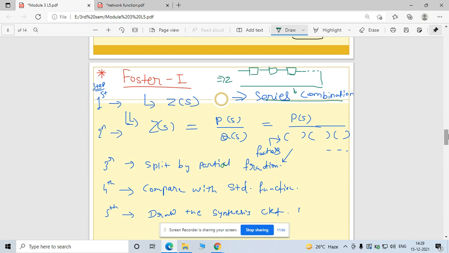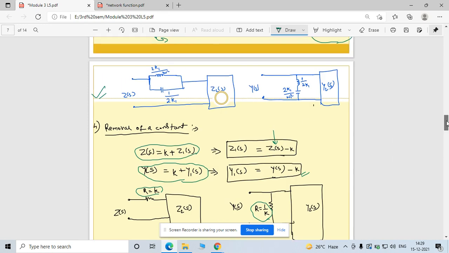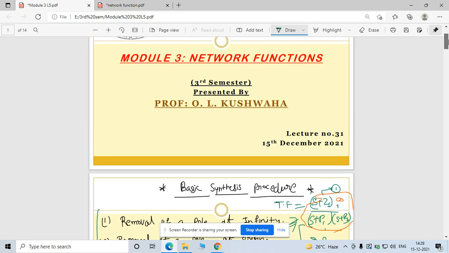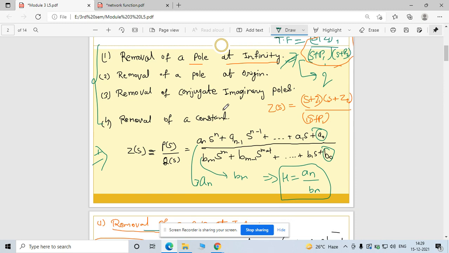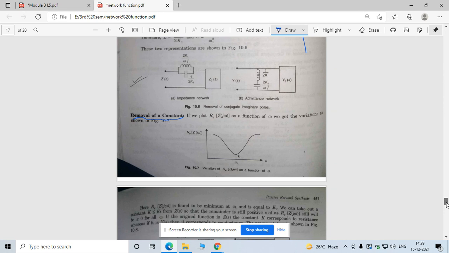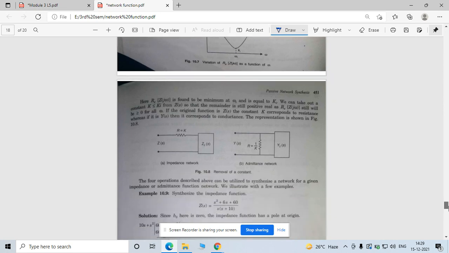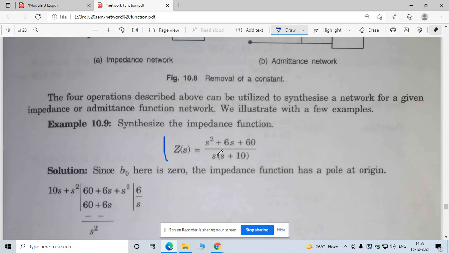Now the Foster circuit. These are the removals, the methods by which you can synthesize your circuit, right? Now see some examples here. I have not considered that example in the PDF, but you can directly observe from this. Now see, this is the first question: synthesize your impedance function. This impedance function is given to you. Okay.